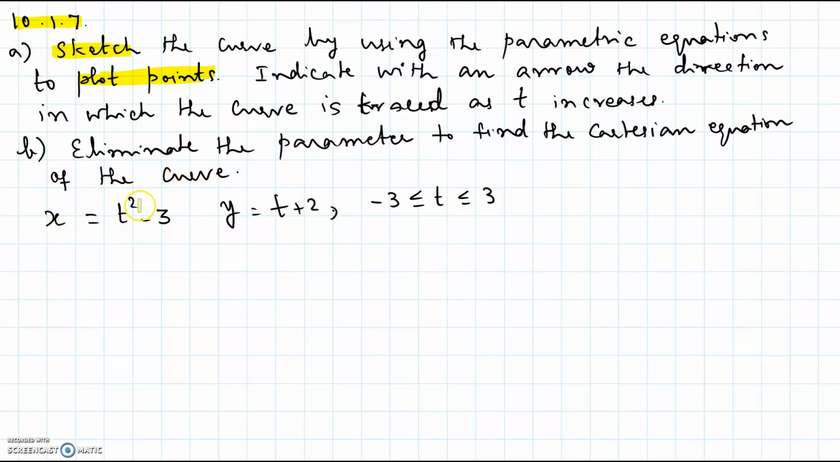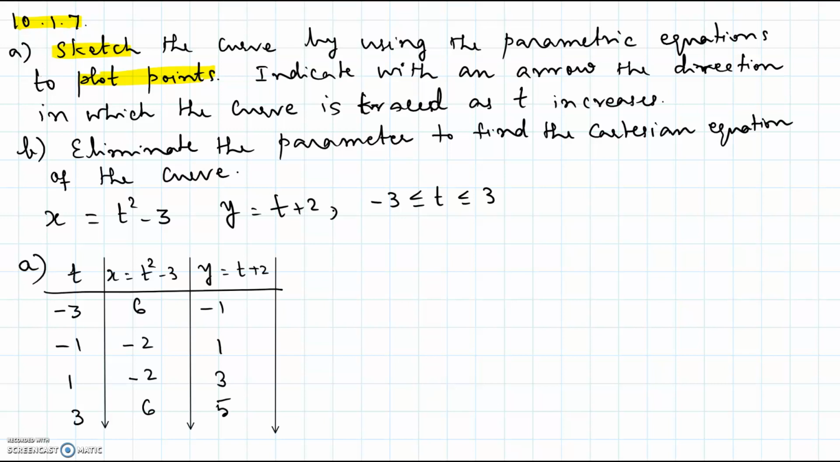x equal to t square minus 3, y equal to t plus 2. t lies between negative 3 and positive 3. So we will create a table to plot points. t is given to lie between negative 3 and 3. t is the parameter, and x and y depend on t by the relation x equal to t square minus 3 and y equal to t plus 2.